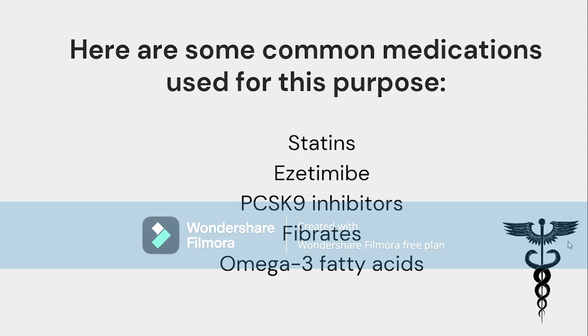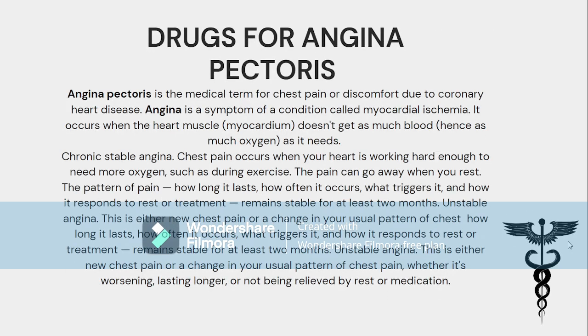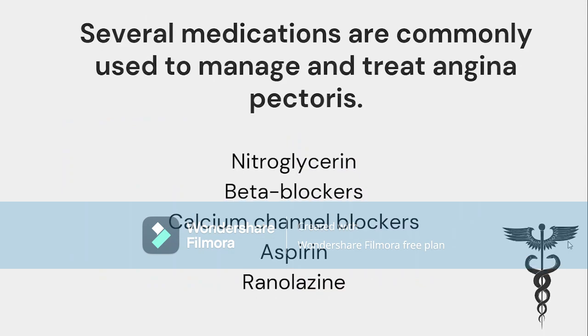Drugs for angina pectoris. Angina pectoris is a condition characterized by chest pain or discomfort that occurs when the heart muscle does not receive enough oxygen-rich blood. Several medications are commonly used to manage and treat angina pectoris. So, here is the simplified explanation for these drugs.